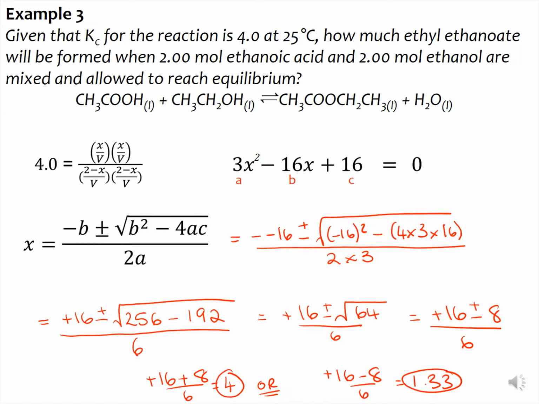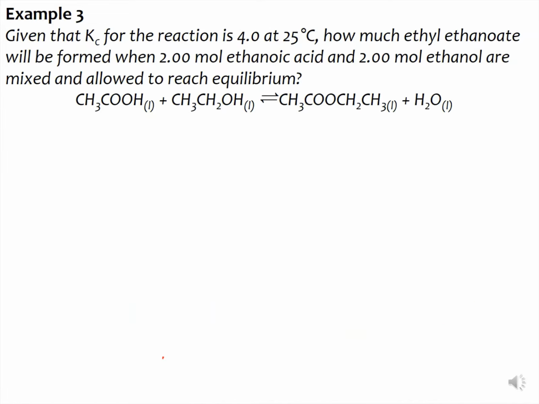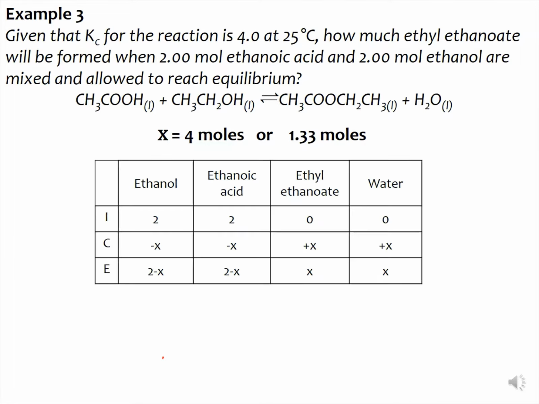So I'm going to tidy up the screen. You can see here I've just got rid of everything, and we're going to go back to just our answer here, that x is equal to 4 moles or 1.33 moles, our two possible answers from the quadratic. And what we've got to do here is look back at the ice table. So here's the ice table that we had at the start, just a bit neater than with my scribbly handwriting. We said that at equilibrium there'd be 2 minus x moles of ethanol left, 2 minus x moles of ethanoic acid, and we'll make x moles of ethyl ethanoate and x moles of water.